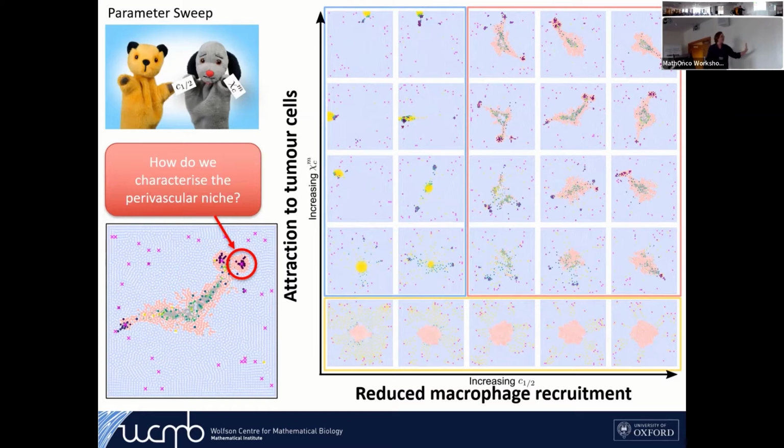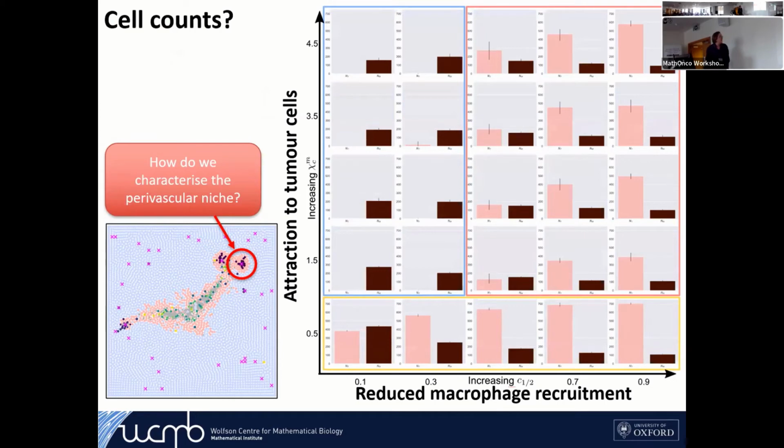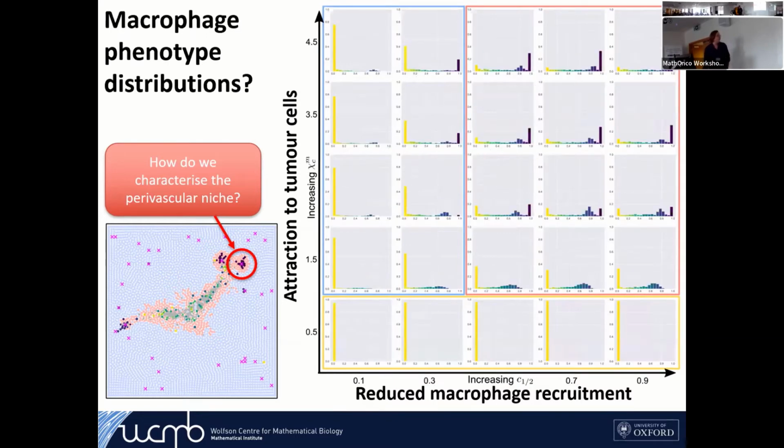So really this is my synthetic data. I want to try and look at how I can characterize this. So if I just look at cell counts, the pink bars that you see here are the number of tumor cells, and the brown bars are the number of macrophages, and that's blinded to phenotype. And you can see, we can pick up when there's tumor elimination because there are no tumor cells, but we can't really tell the difference between the red box in the top right, the diffuse tumors, and the simulations in the bottom where we've just got this compact mass. So we definitely need something more refined than just cell counting.